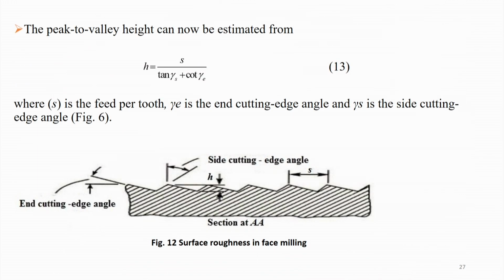So, here also suppose we have this one sharp edge, in face milling we are cutting like this and here it is h. So, like in turning, h is equal to s divided by tan gamma s plus cot gamma e. s is the feed per tooth, gamma e is the end cutting edge angle and gamma s is the side cutting edge angle.